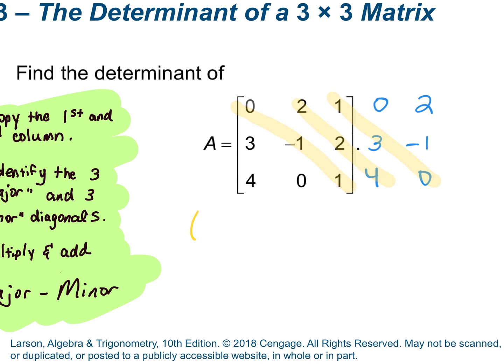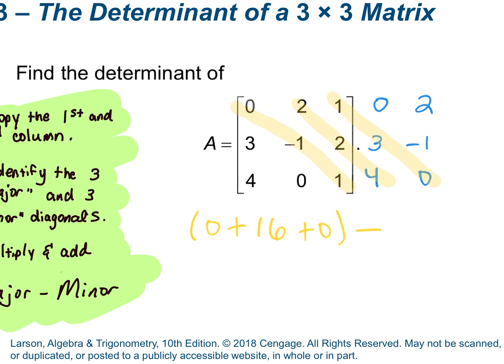0 times -1 times 1, 0. Plus, what's the second one? 2 times 2 is 4 times 4 is 16. Good. And then the third one, what's 1 times 3 times 0? Perfect. Then you have a big minus sign.